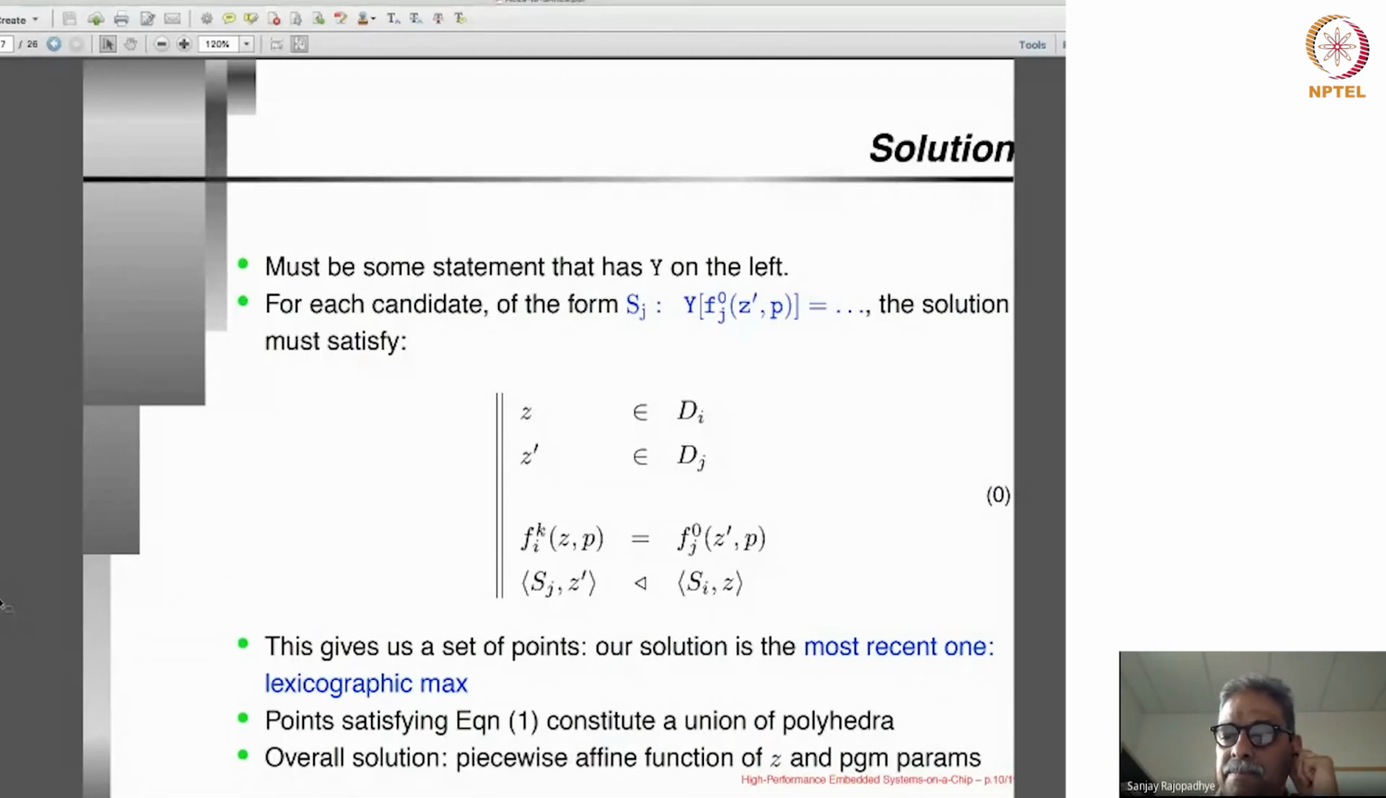Okay? So the overall, I want to ask the question about which points Z prime in D_j as a function of the particular point Z in D_i. So remember when I was thinking of polyhedra and when I told you about sets, parameters are just extra dimensions. So the overall solution of this is going to be a piecewise affine function of Z and the program parameters. That's the main takeaway.